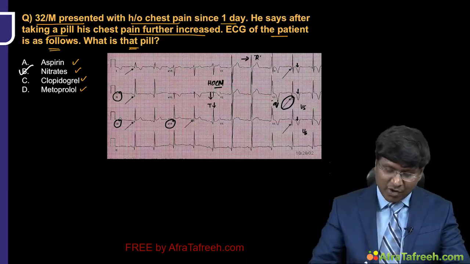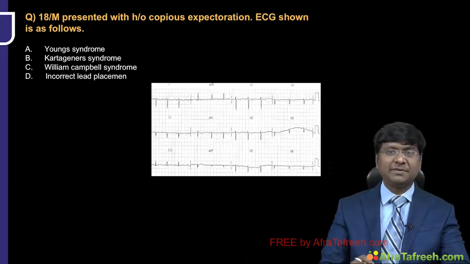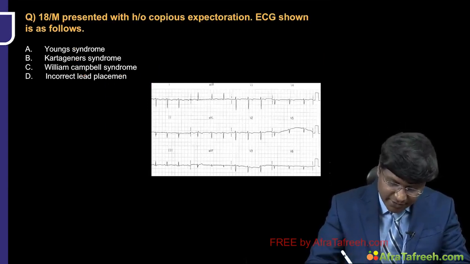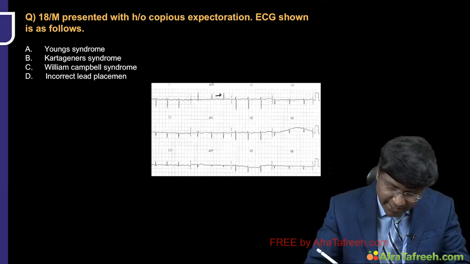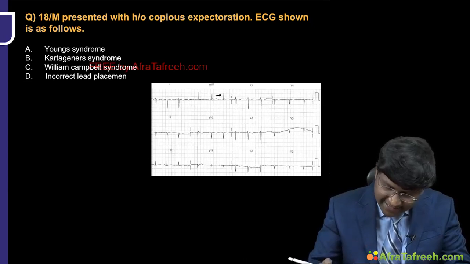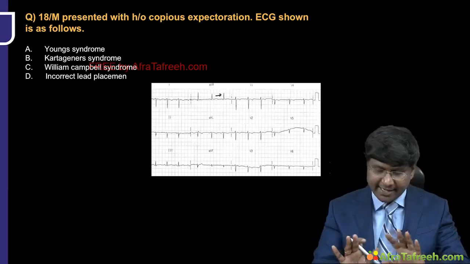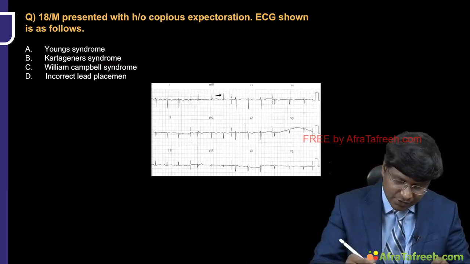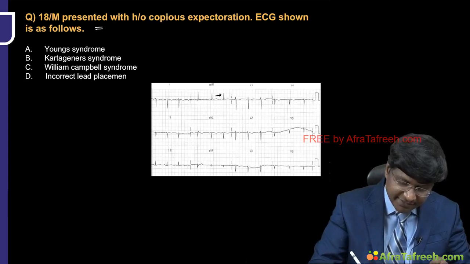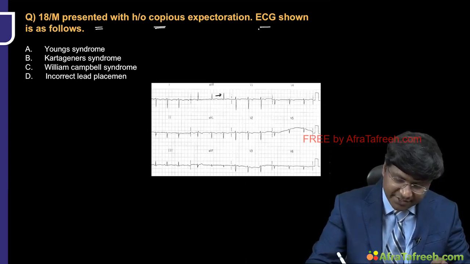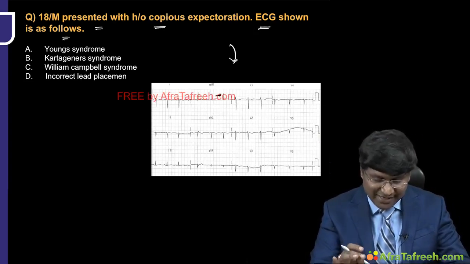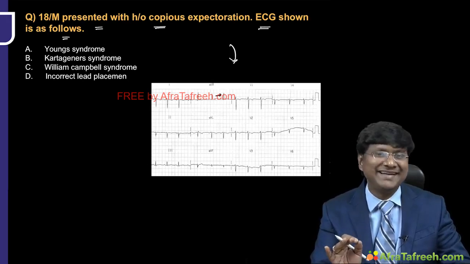Okay. Now, one more clinical scenario where you will have the presence of a dominant R wave in AVR. You see here, you have the presence of a dominant R wave in AVR to a small extent. Right. And what are the abnormalities? We'll discuss after discussing the question. So, an 18-year-old male presented with a history of copious expectoration, ECG shown is as follows. What is the diagnosis? Young syndrome, Kartagener syndrome, Williams-Campbell syndrome, incorrect lead placement.